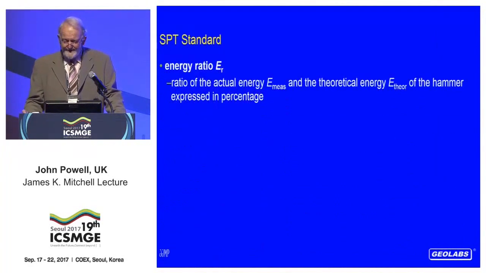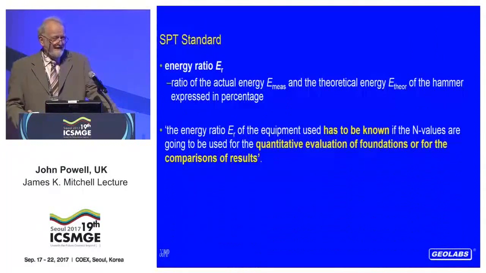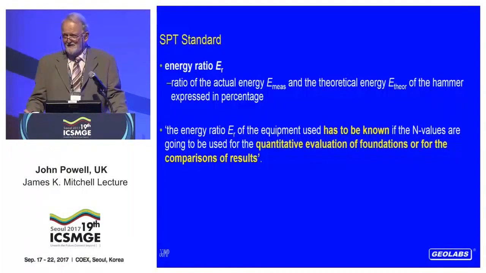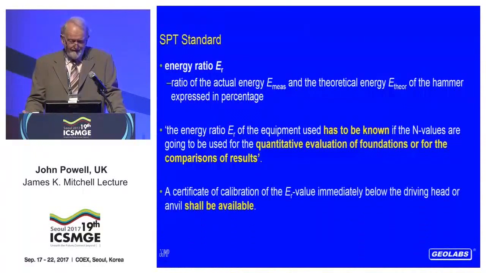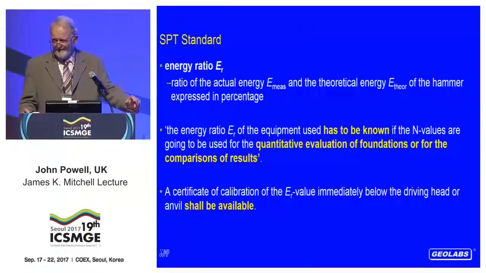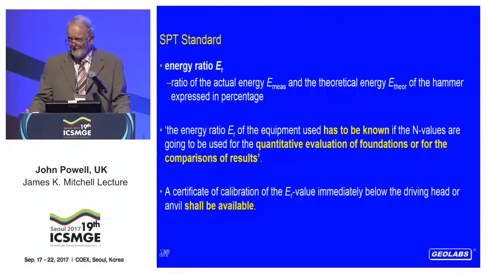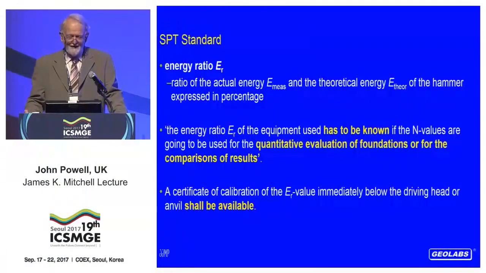Now, one of the things the new standard says is that we have to look into the energy ratio, the ratio of the delivered energy from a hammer to the theoretical energy it should give. And it says this has to be known if we're going to make any sort of interpretation into geotechnical parameters from the data. Also, a certificate of calibration shall be available. Now, I'm quoting some of these things because I know the UK is not perfect in this and we're trying to drive it in the UK to have these things. But I wonder what's happening elsewhere in the world.